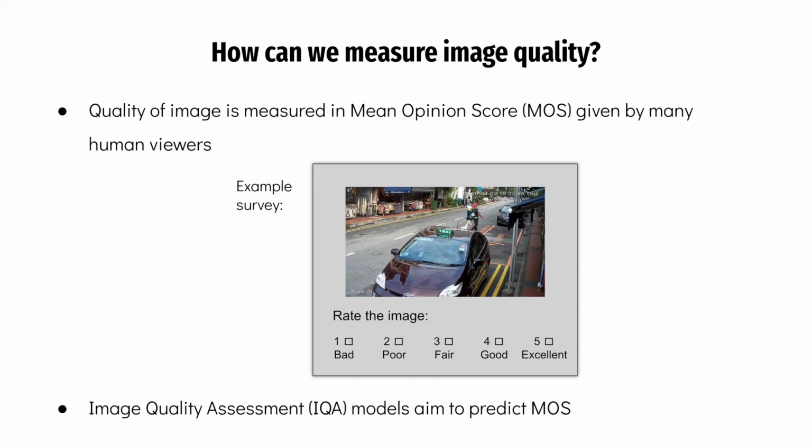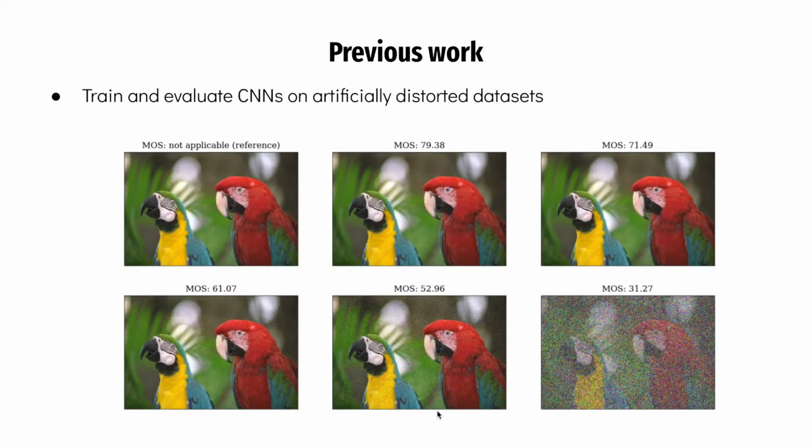IQA allows us to automatically predict the quality of an image. Quality is measured in terms of the mean opinion score given by many human viewers. The range of possible scores depends on the survey method. So how does IQA actually work?